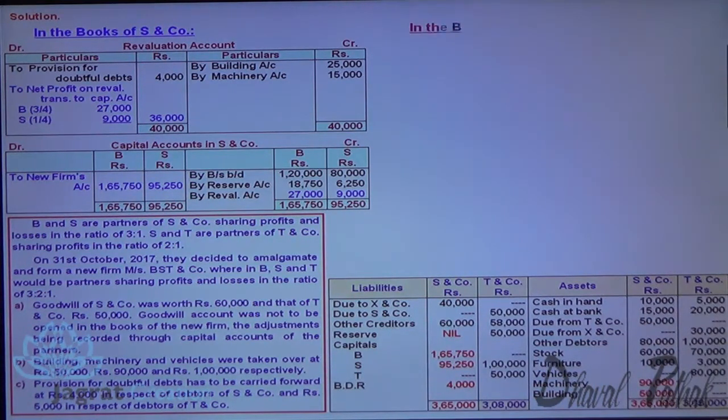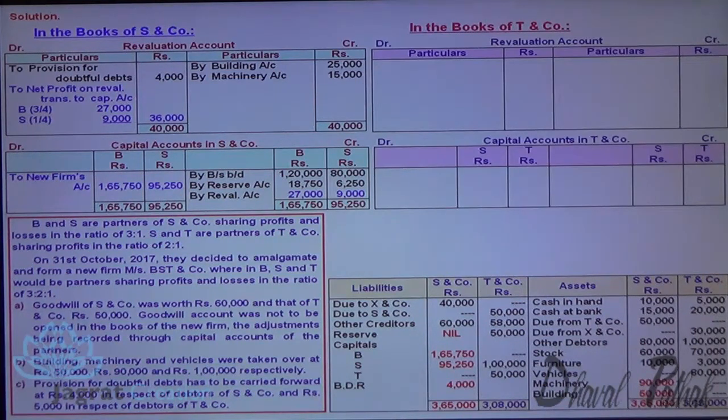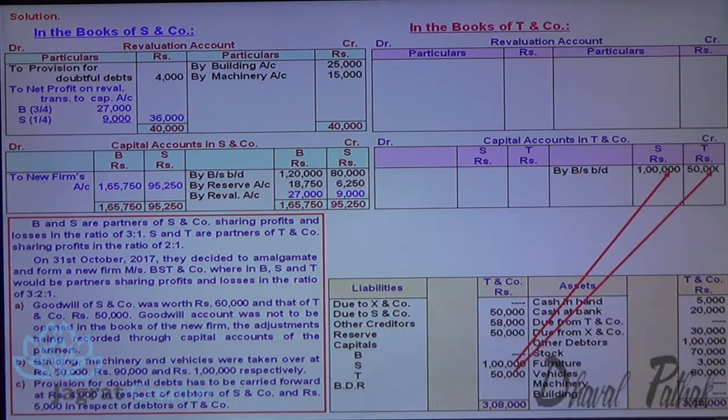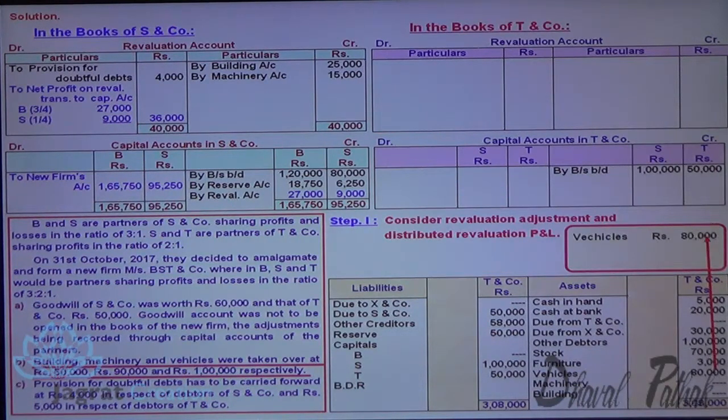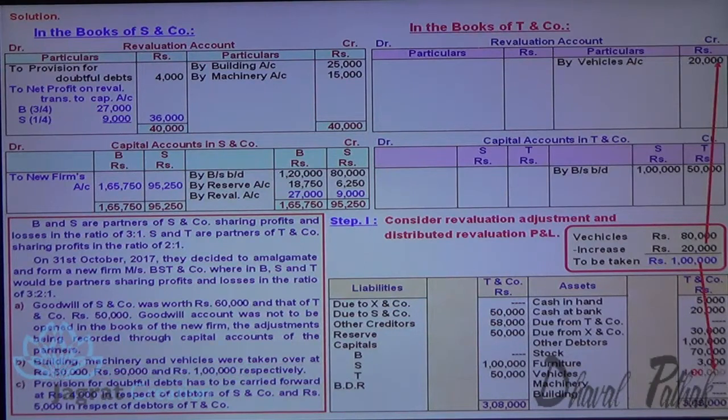Now, in the same way, I want to prepare the ledger accounts of the books of T and Company. First of all, I will write down the capital balance. Then I will consider the revaluation adjustments. Here the value of vehicle is valued at what price? 80,000 vehicles are valued at 1 lakh. Increase in value of vehicle is credited to revaluation account, and the vehicle appears in the balance sheet at rupees 1 lakh.